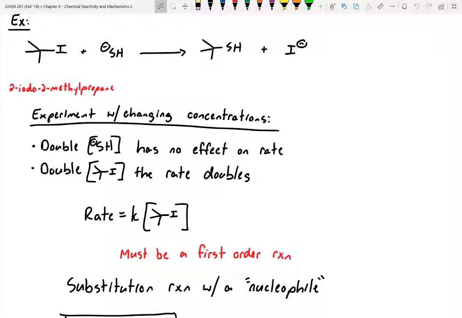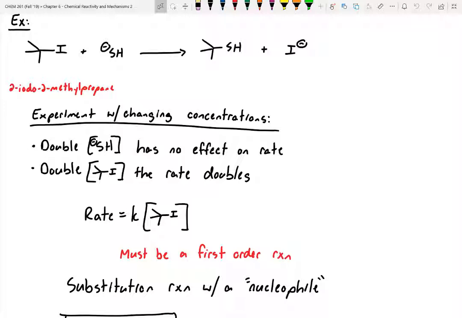Somebody asked me in office hours, how do we know about the rate of the reaction? If you go on and take analytical chemistry, there's actually experimental techniques where you can basically determine how quickly your products are being made in a reaction. There's a variety of techniques for doing that.